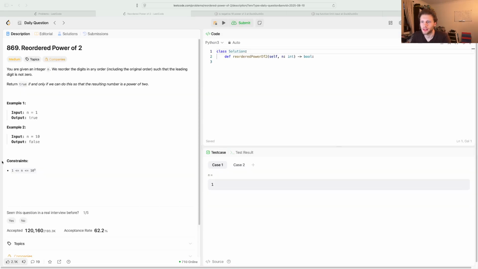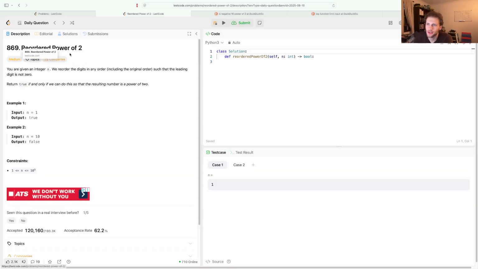All right, we are back for the daily Leetcode challenge. Reordered Power of Two. Yesterday we had a power of two question. Now we have a similar power of two question. Let's see what we got here.